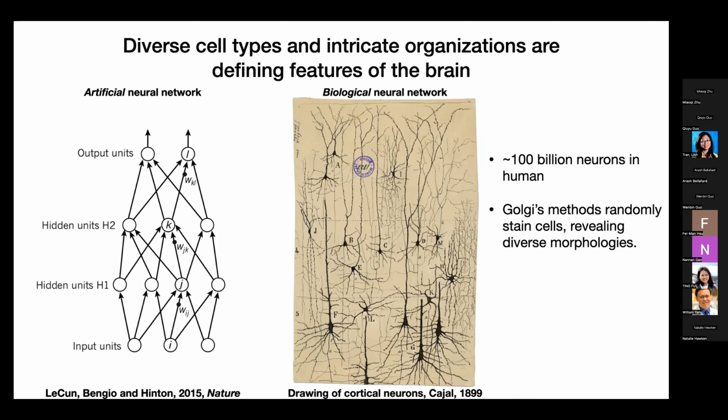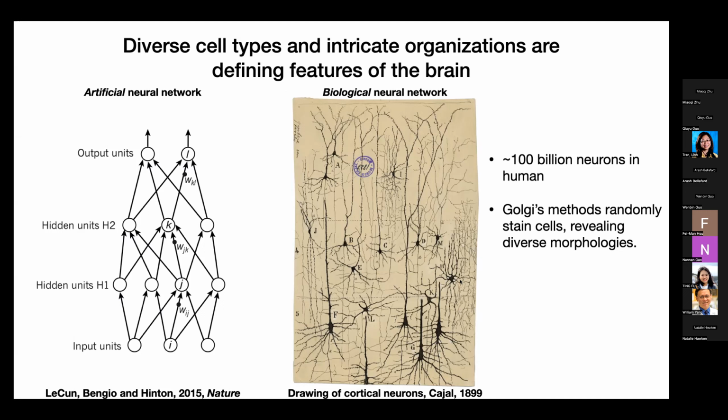But we were born with a brain with a very complex organization and cell type diversity, where each cell is already committed to something specialized before we learn anything or experience anything in this world. So how do we understand our own brain? We begin by understanding the cell type diversity and how the cells are organized in the brain.